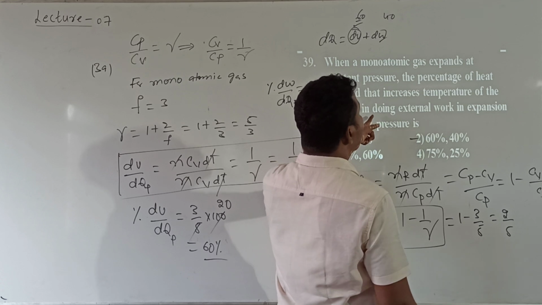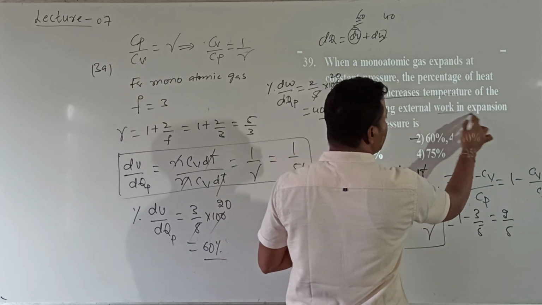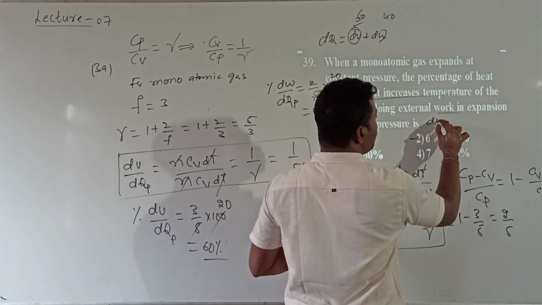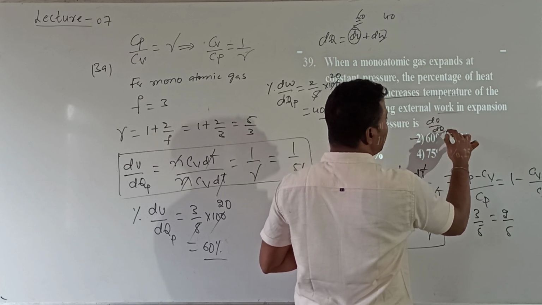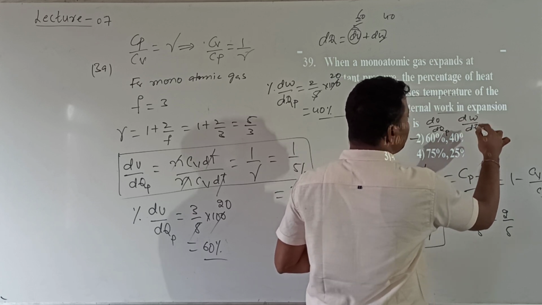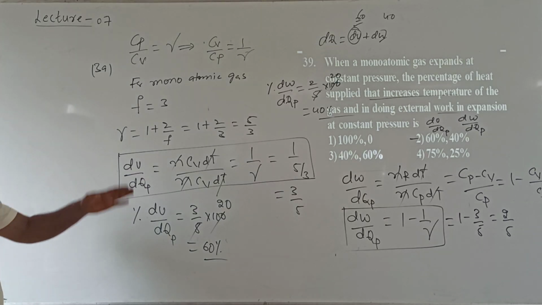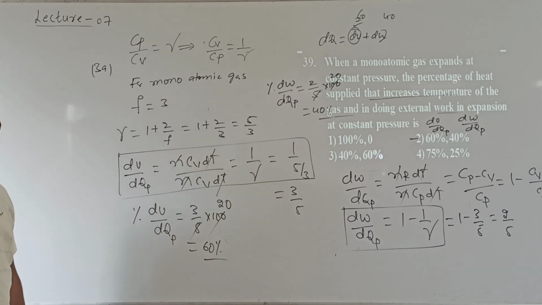First, which one are they asking? They are asking to calculate the increase in temperature, then next the work done. So this is the value of dU by dQp and this is the value of dW by dQ. So you should be careful. No doubt in this. So the second option only is correct. This is question number 13.